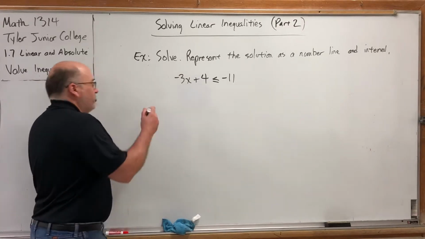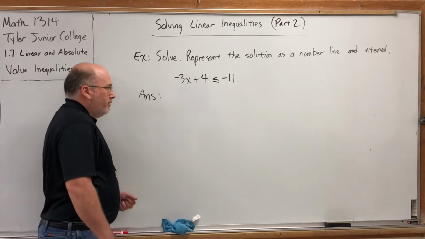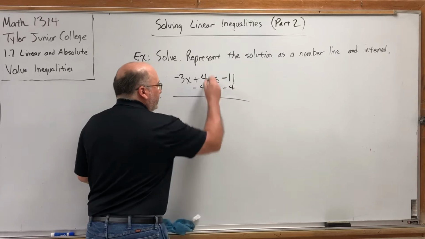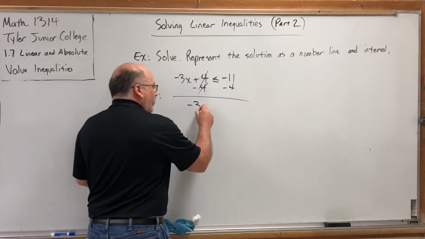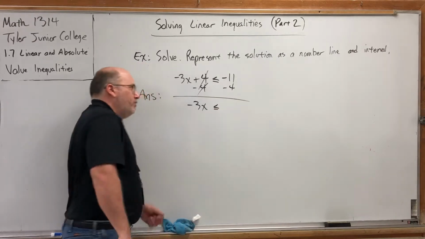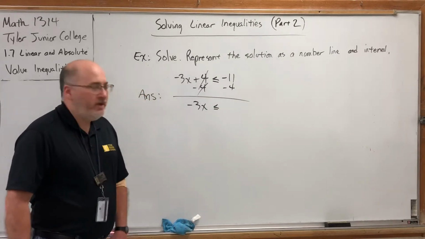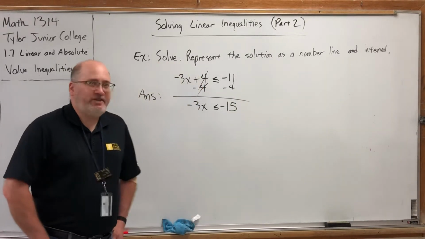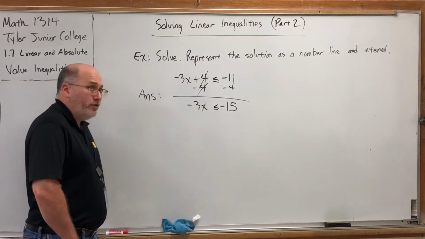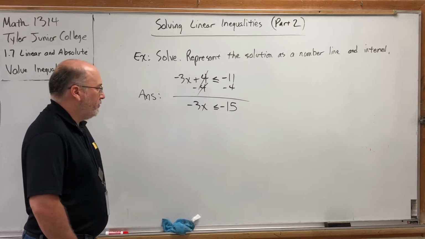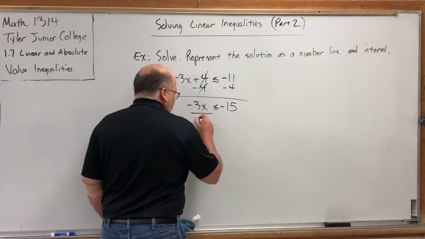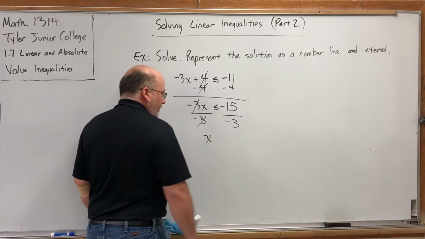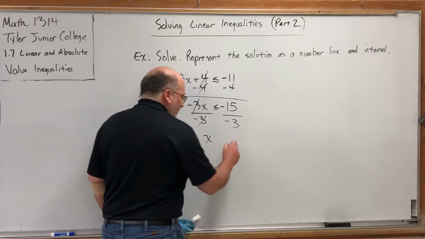Well, if I wanted to solve this, I would just start doing the things I would normally do. Starting with getting rid of the plus 4 by subtracting 4 from both sides of the inequality. Those cancel, leaving a negative 3x on the left, less than or equal to negative 11 minus 4 is negative 15. So what's our next move? Well, our next and final move for solving is to get rid of the negative 3 that's multiplied. So we have to divide both sides by negative 3. The negative 3's cancel, leaving the x. And the negative 15 divided by negative 3 is 5.